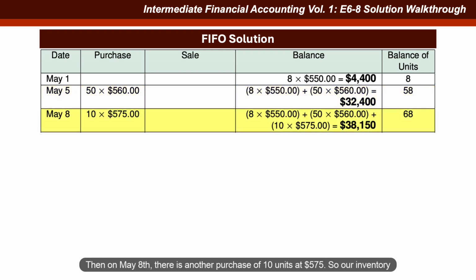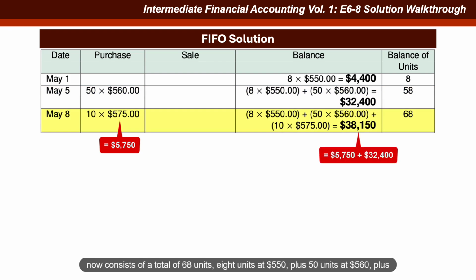Then on May 8th, there is another purchase of 10 units at $575. So our inventory now consists of a total of 68 units, 8 units at $550, plus 50 units at $560, plus 10 units at $575 for $38,150. You could have also just taken the $32,400 from the previous balance and then add 10 units times $575. You can do that because there are no sales.